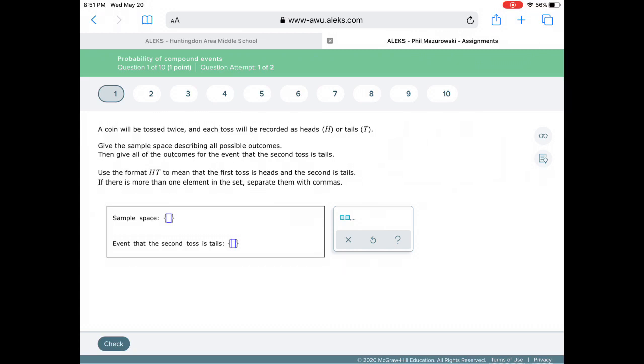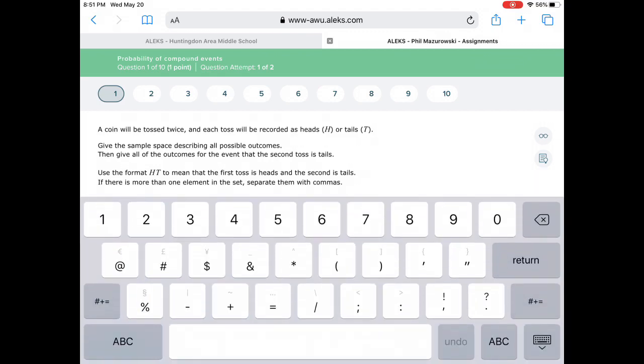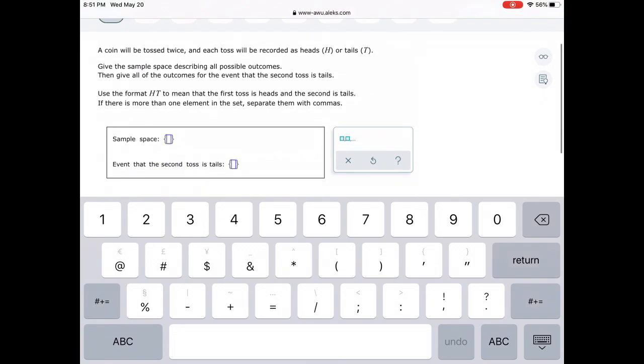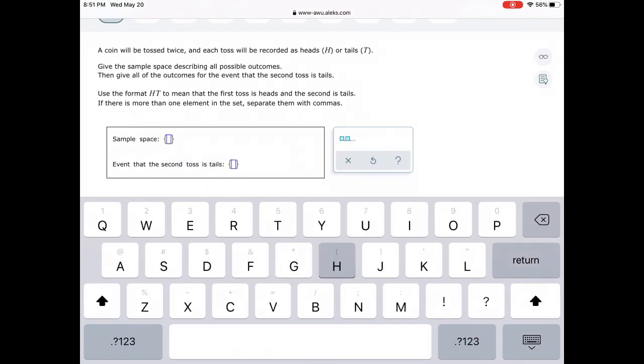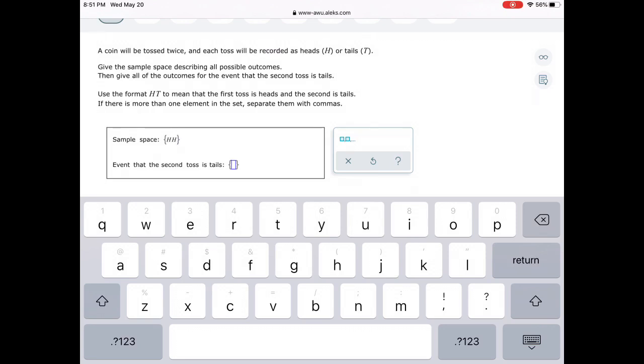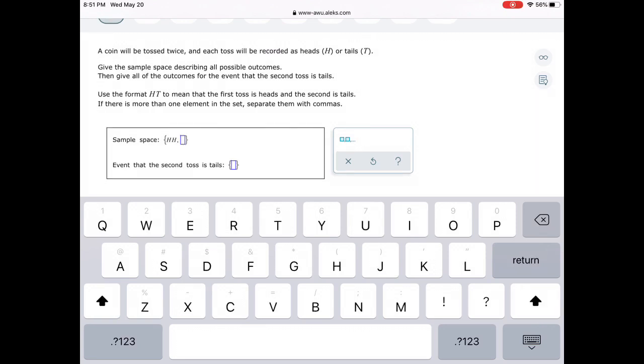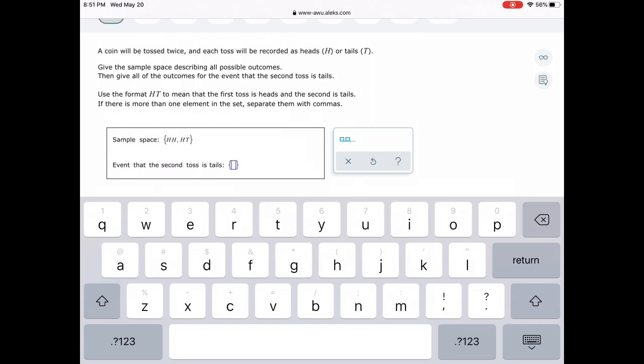In this situation, it's asking for the sample space of what could happen if we toss this coin twice, and they say to use H and T for heads or tails. What we could do is get heads on the first flip and heads on the second flip, so that would be heads, heads. We could get heads on the first flip, but tails on the second flip.